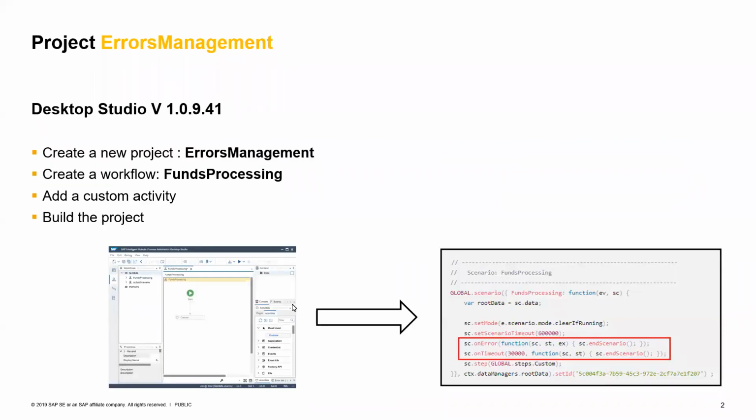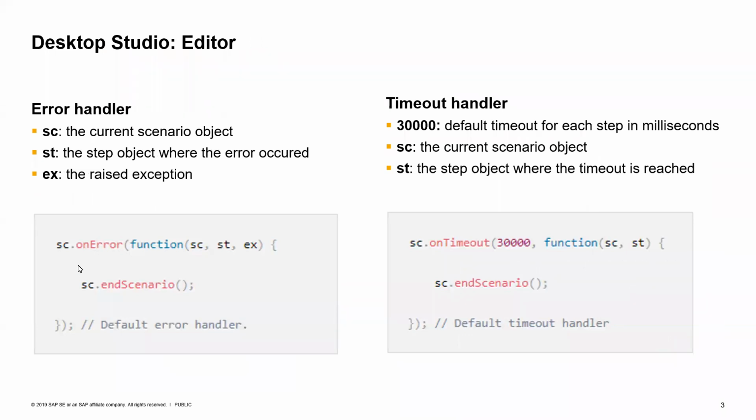So here, first, we'll see this code, how to generate it from the workflow to the code editor. And we will indent it and we'll see what is inside these two callbacks. As you see here, we have the on error callback that just ends the scenario. It has some parameters. We can access the scenario object, the step and the exception.